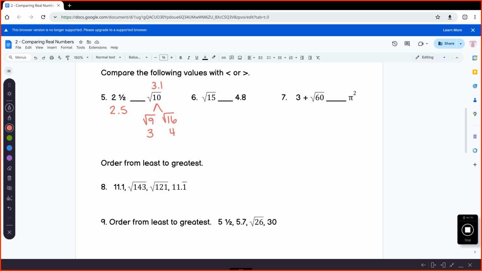And now we can compare 2.5 and 3.1. 2.5 is less than 3.1. All right, for the next one, we have the square root of 15.